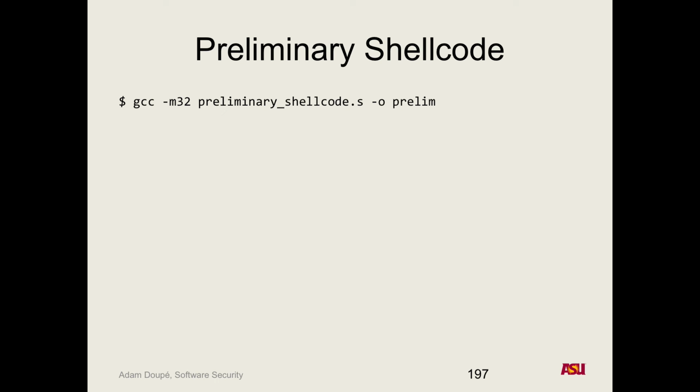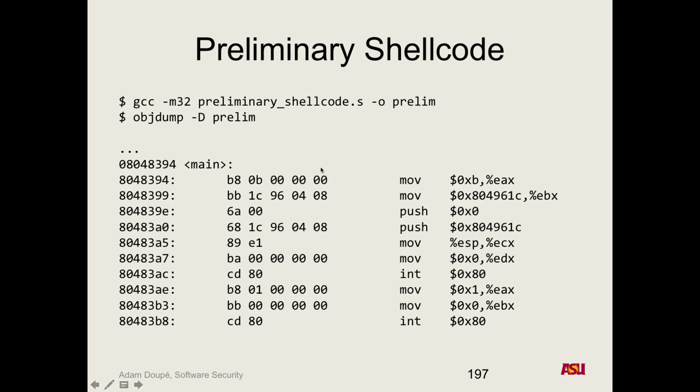So, we can take this file and compile it, not to an object file, but to an executable. Then we can use objdump on this to look at what exact assembly code the compiler generated. So let's look at it. In the main function, we can see move b into EAX, move this value into EDX. That is the address of sh, right? So the compiler probably created a .data segment, put the string /bin/sh in the executable, and told the program to load it at this memory location when it gets executed. Then push 0, then push 804961C, move the stack pointer to ECX, move 0 to EDX, int 80, move 1 to EAX, 0 to EBX, and call int 80 again.